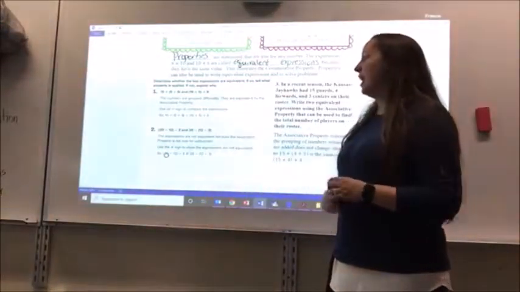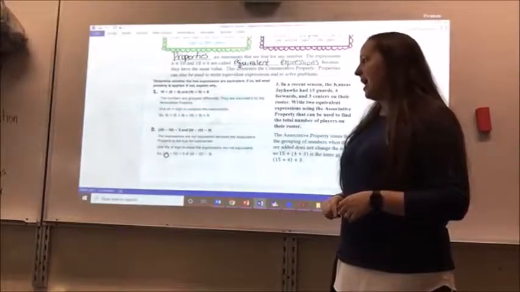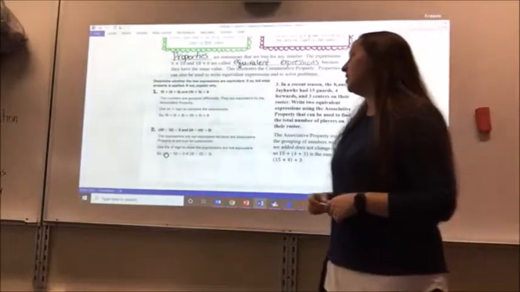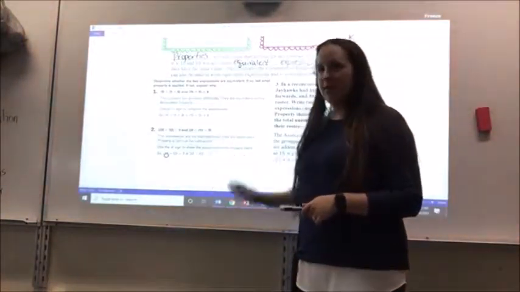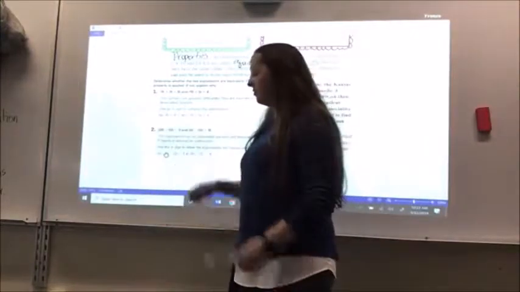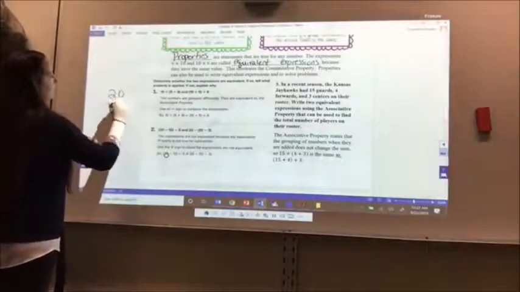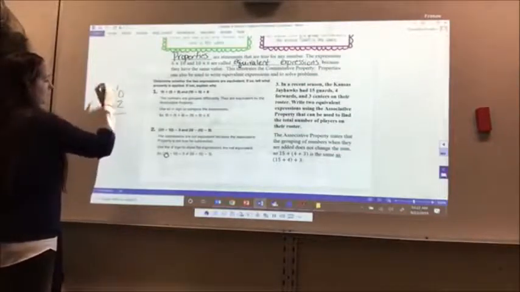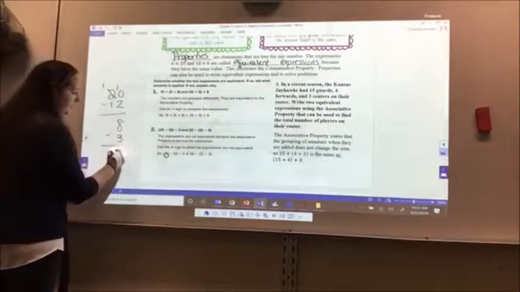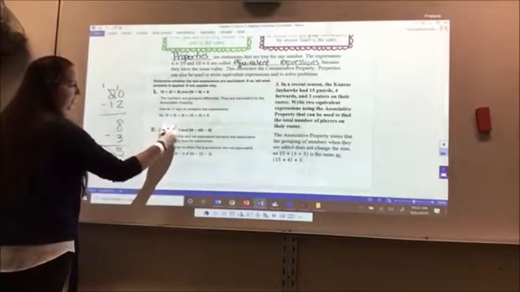Number 2, I have the quantity 20 minus 12 minus 3 and 20 minus the quantity 12 minus 3. Okay? They're not equivalent. Go ahead and try to solve them. 20 minus 12 gives me 8. 8 minus 3 gives me 5. Okay, so this one right here is 5.